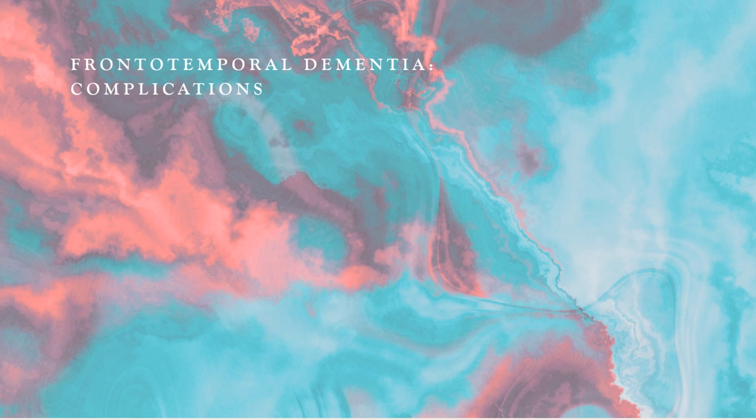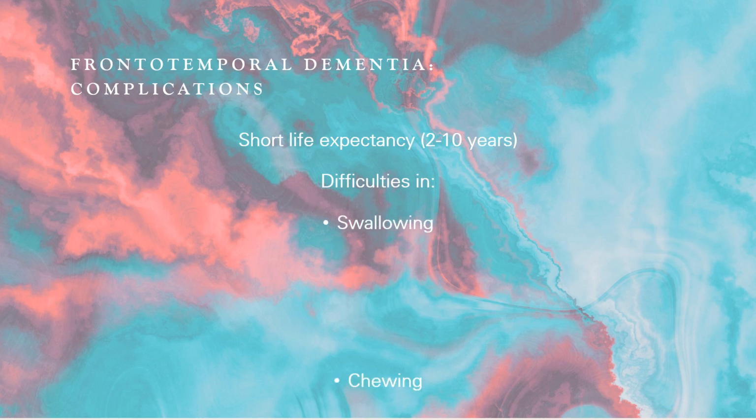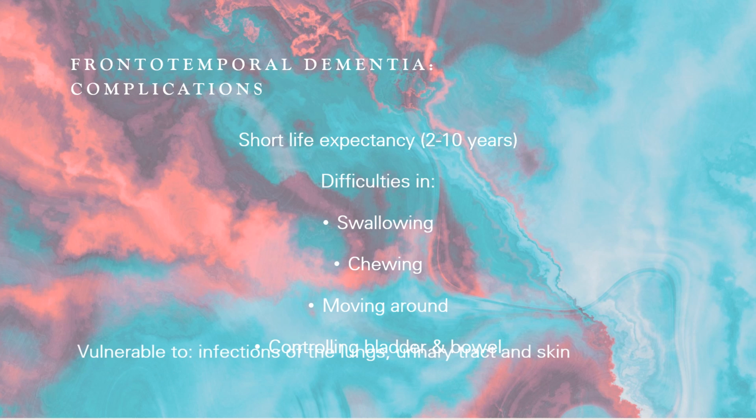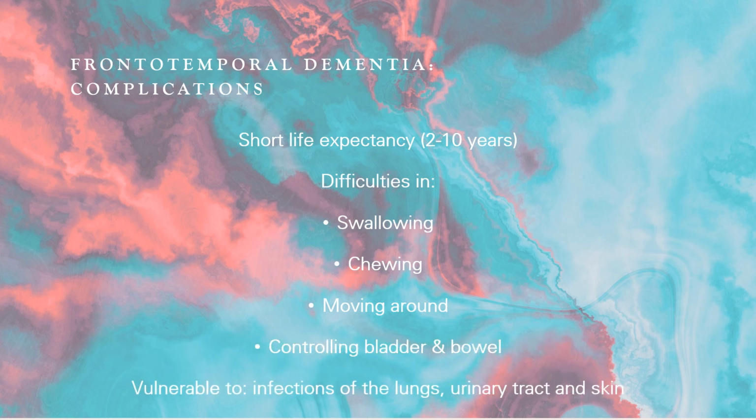Individuals living with frontotemporal dementia are prone to several medical complications that in part account for their shorter life expectancy, which we mentioned in part one. Difficulties with swallowing, chewing, moving around, and controlling their bladder and bowel leave them vulnerable to infections of the lungs, urinary tract, and skin. These infections can cause sepsis, which can become overwhelming and eventually lead to death.